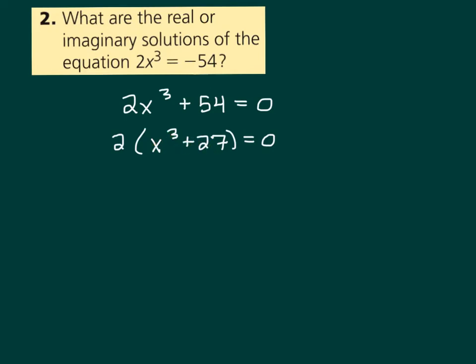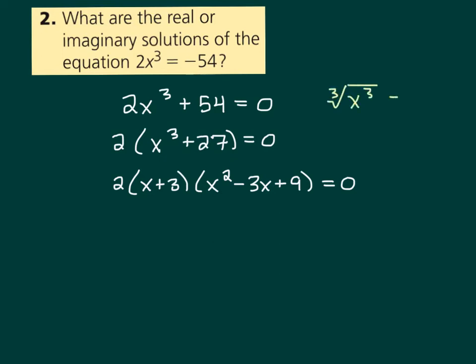x cubed plus 27. We're going to have 2 times x plus 3 times x squared minus 3x plus 9 equals 0. Using the formula from the previous page to factor a sum of perfect cubes. We have perfect cubes because the cube root of x cubed, hopefully we remember that that one's easy, is x. The cube root of 27, what number raised to the third power gives us 27, is 3. So this is a and this is b for the formula from the last page.